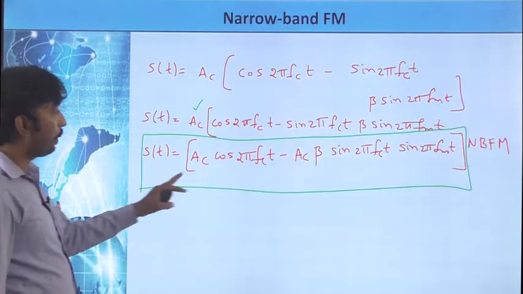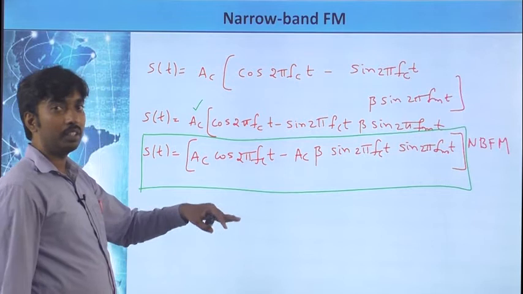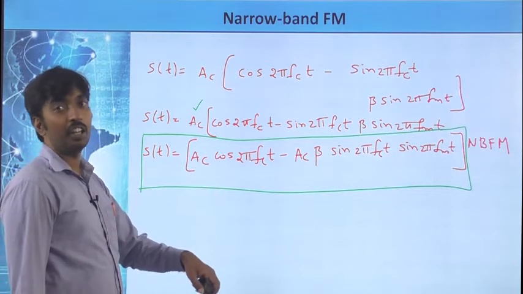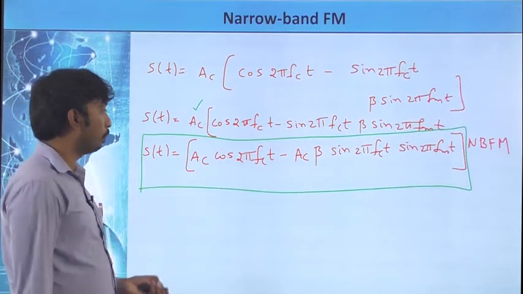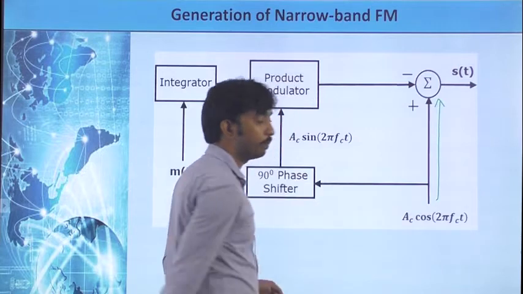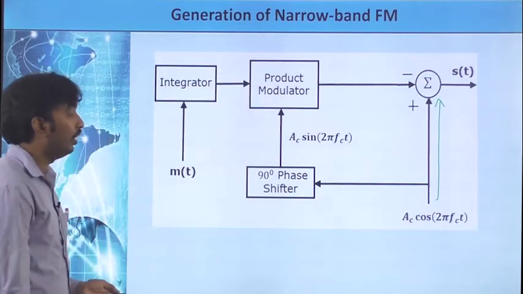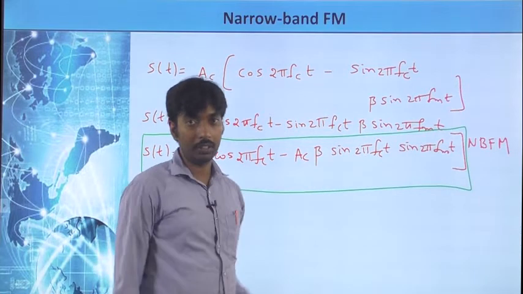So this expression I am going to realize in a block diagram, that means the generation of narrowband FM. Straight away I am taking AC cos 2 pi FCT, and it goes straight to the summation. On the other side, what I am going to get is sin 2 pi FCT and sin 2 pi FMT.